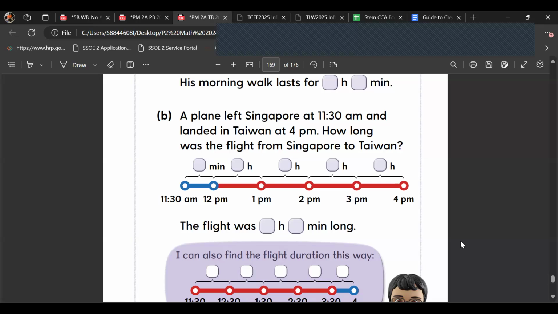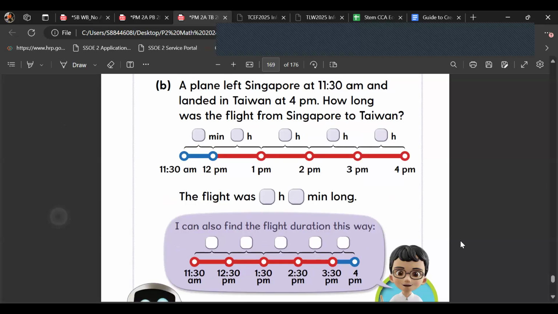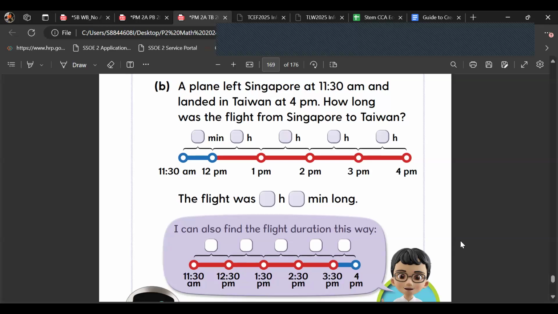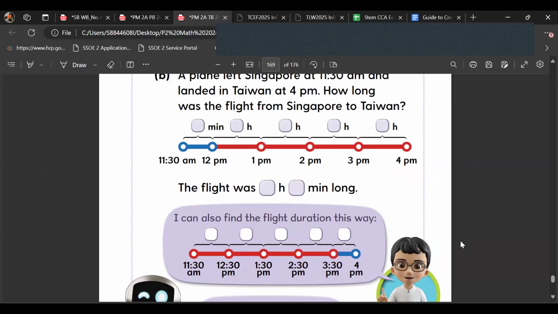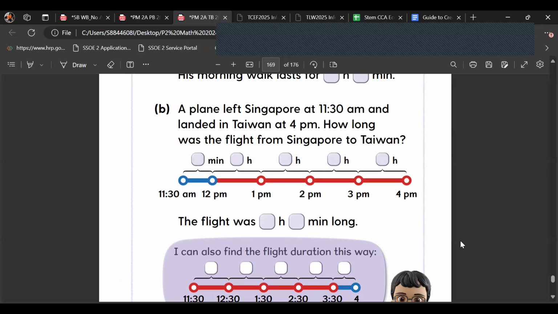Okay, what page is this? The one that talks about a plane that flies from Singapore to Taiwan. Very good. Thank you, Aaron. It's page 161. So on page 161, there's this story about a plane leaving Singapore and flying to Taiwan. Are you ready?